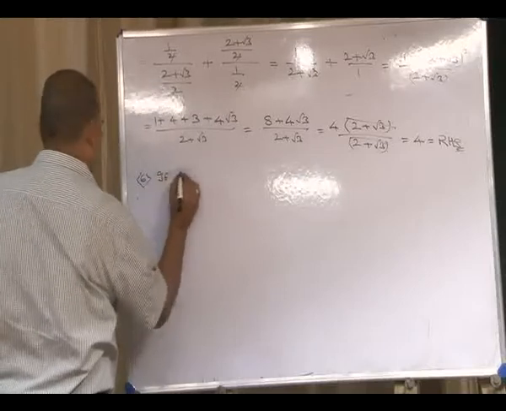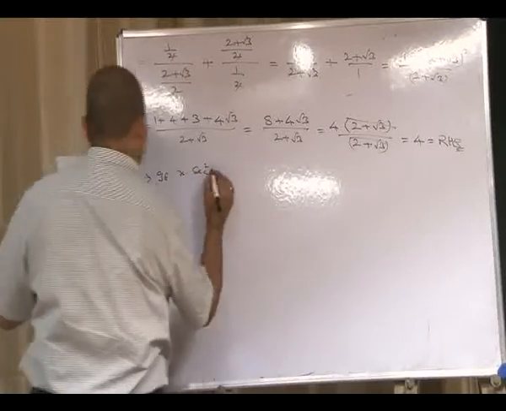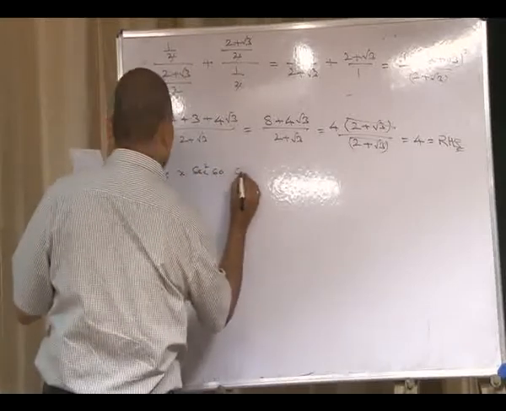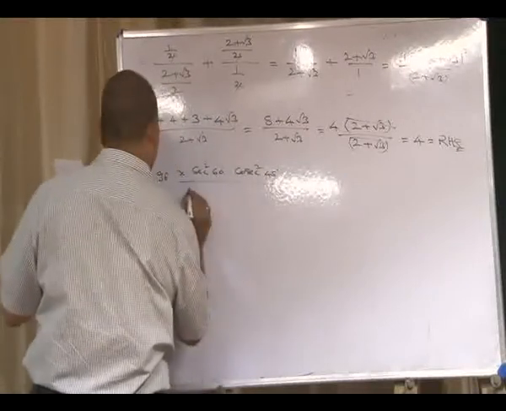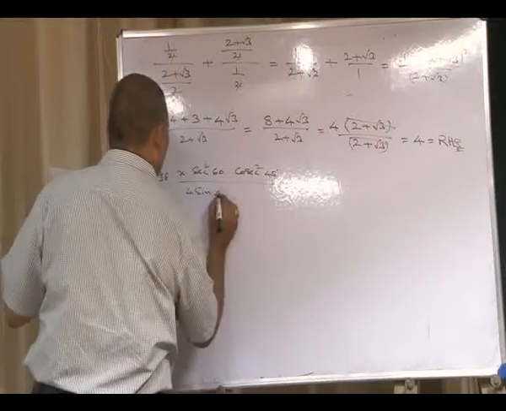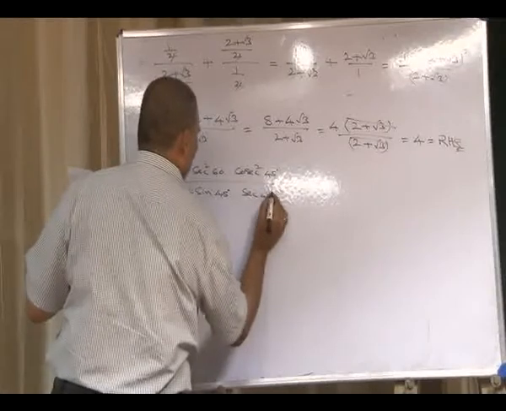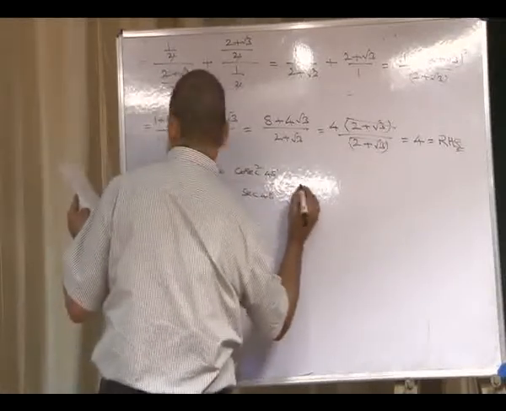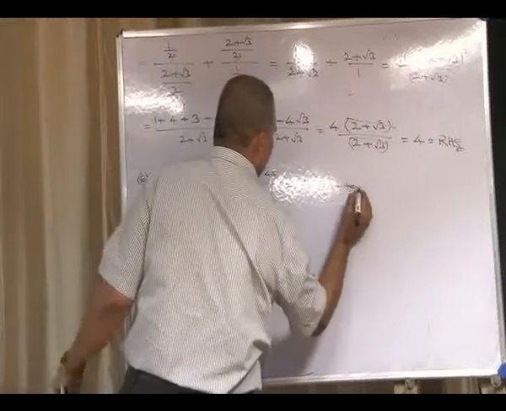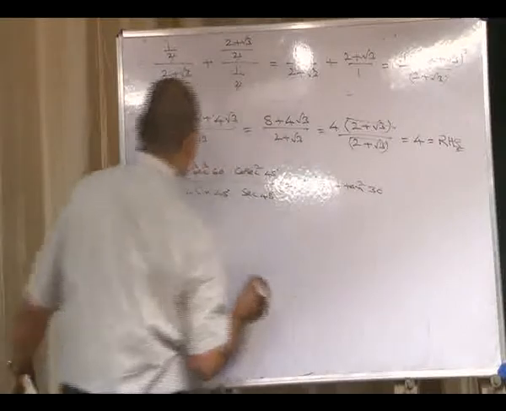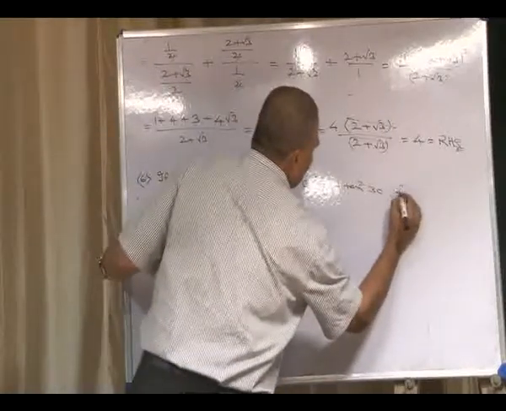If x into secant square 60 degree into cosecant square 45 degree by 4 sin 45 degree into secant 45 degree, that is equal to cot square 30 degree minus tan square 30 degree. Find x.